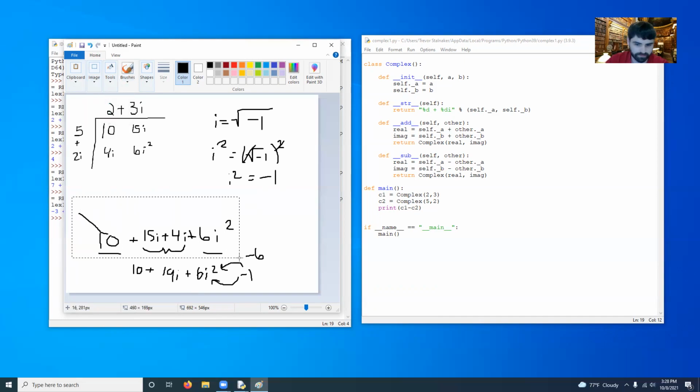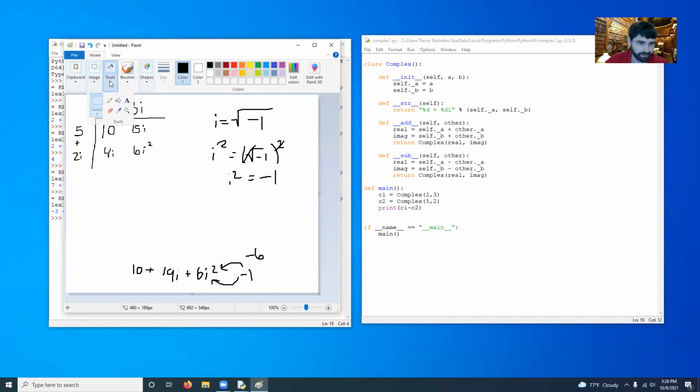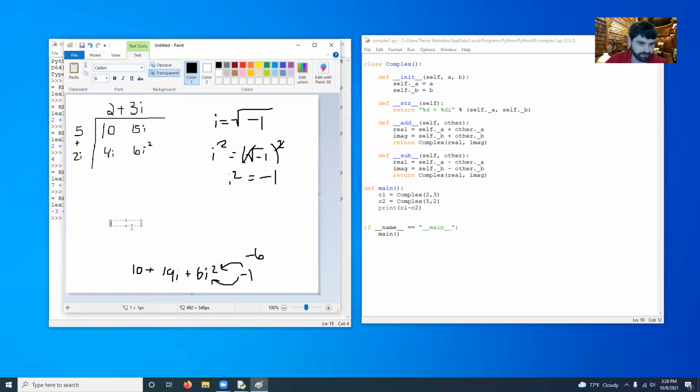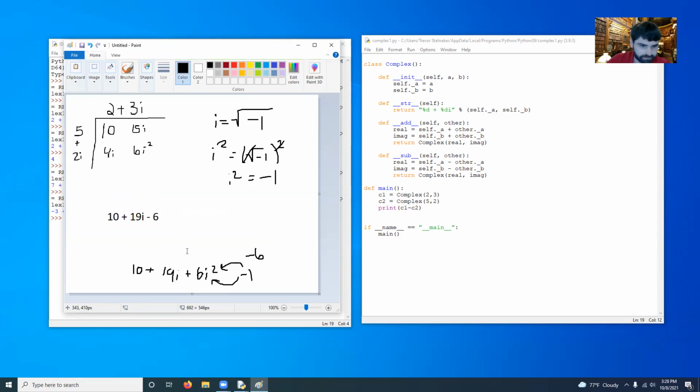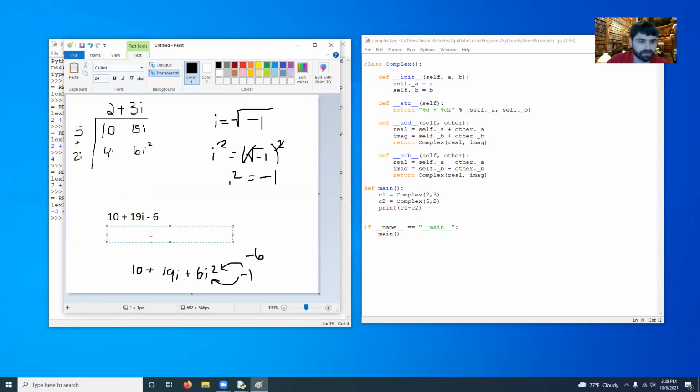So I'm going to get rid of this so we can rewrite it. Let's see, I'm actually going to use this. Let's make the font quite a bit bigger. Okay, we have 10 plus 19i plus minus 6, right? Which ultimately is 4 plus 19i.